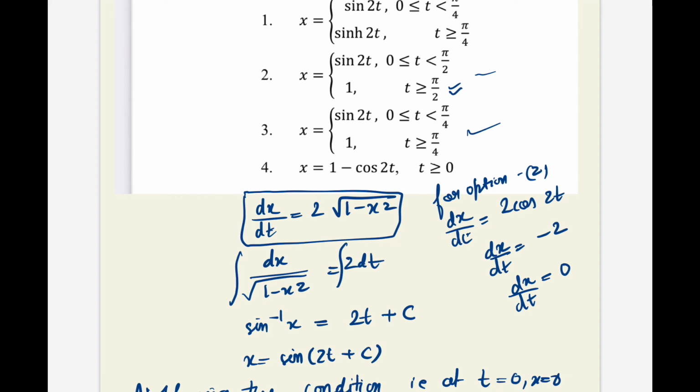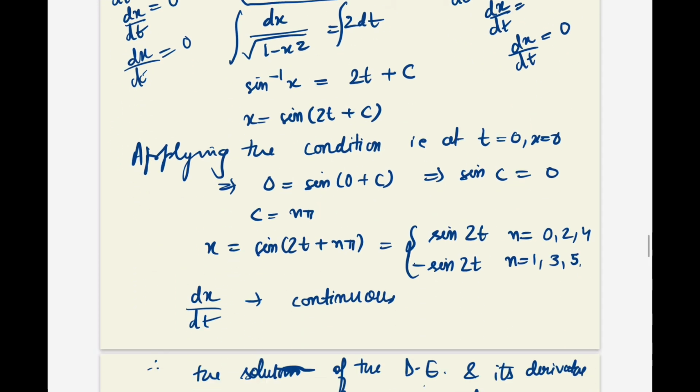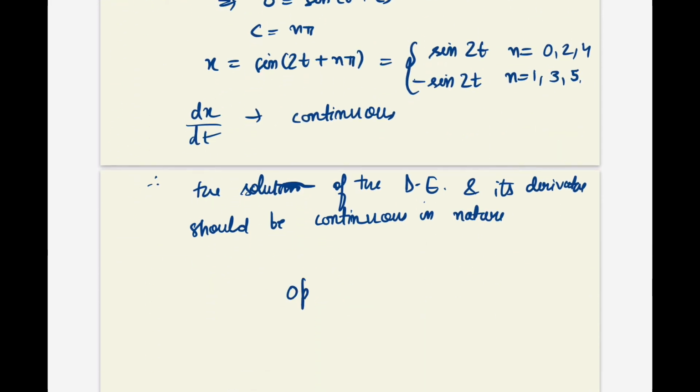Now let's check option 3. For t up to pi by 4, dx by dt becomes 2 cos 2t. So when t is pi by 4, dx by dt is 0. Now for t greater than or equal to pi by 4, x equals 1, so again dx by dt is 0 in both the limits. So option 3 is the right answer because it is continuous in nature. Okay, option 3 is the right answer.